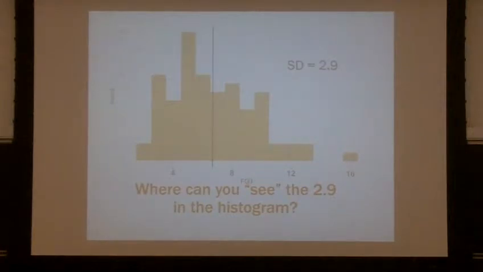If you look at this distribution, I'm going to tell you the standard deviation is 2.9. I want you to sit and think and see if you can figure out a strategy for visually calculating or estimating that standard deviation. Go ahead and do that right now. And then I want you to tell me what your strategy is. So where do you look to see the 2.9? You can talk it over with the person next to you. Go ahead.